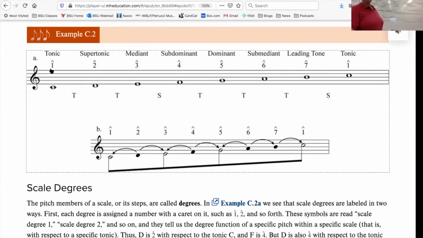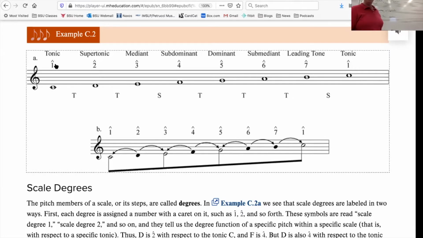And we have the scale degree numbers above the notes. And I think I didn't mention this in the first lecture, but notice how each of these numbers has this little caret over it, or a circumflex. This is how we know that the number indicates scale degrees.